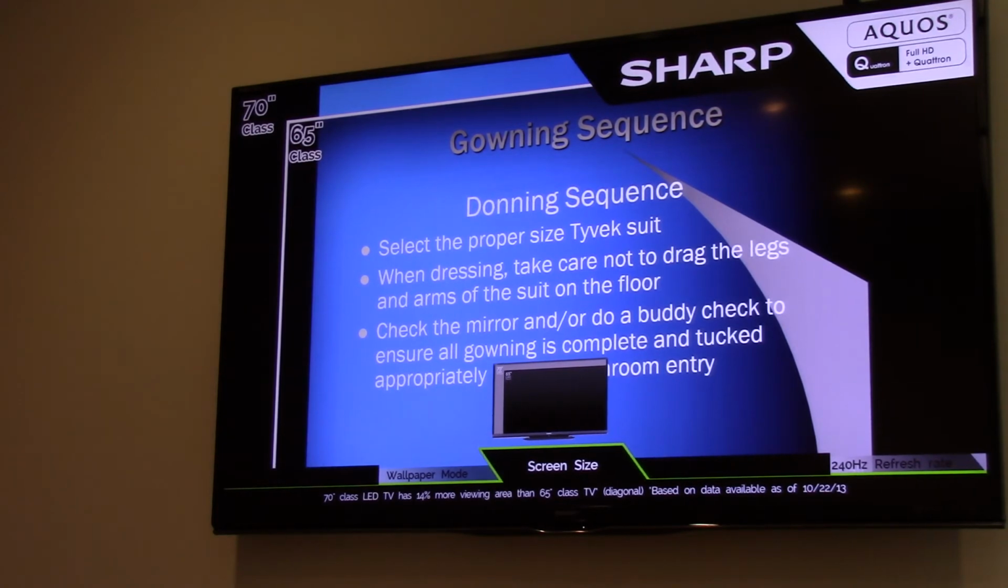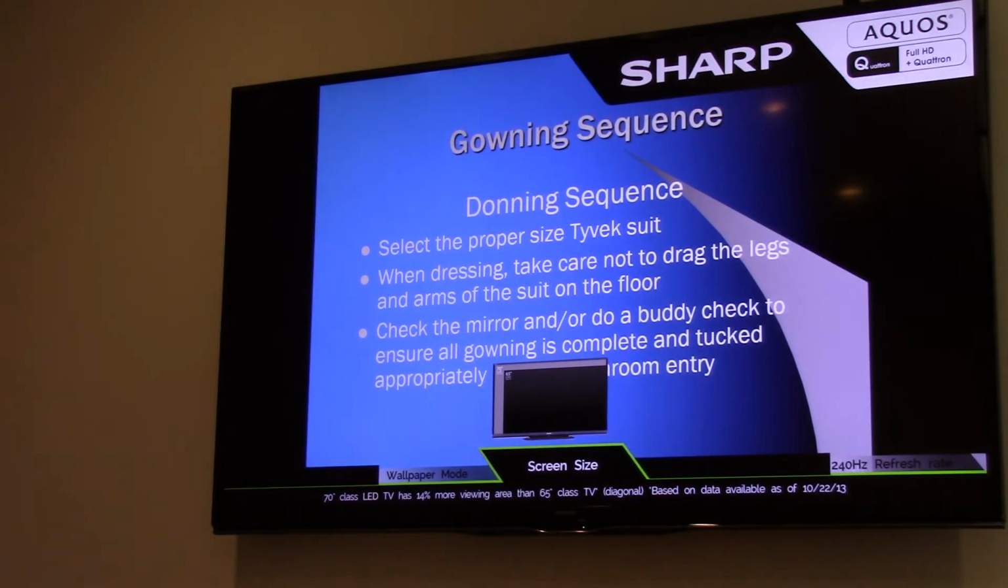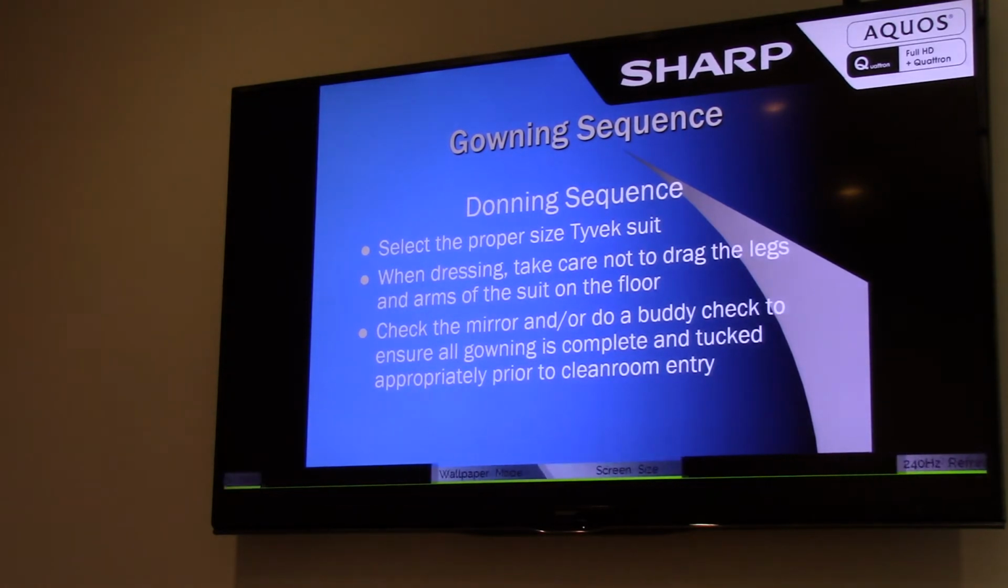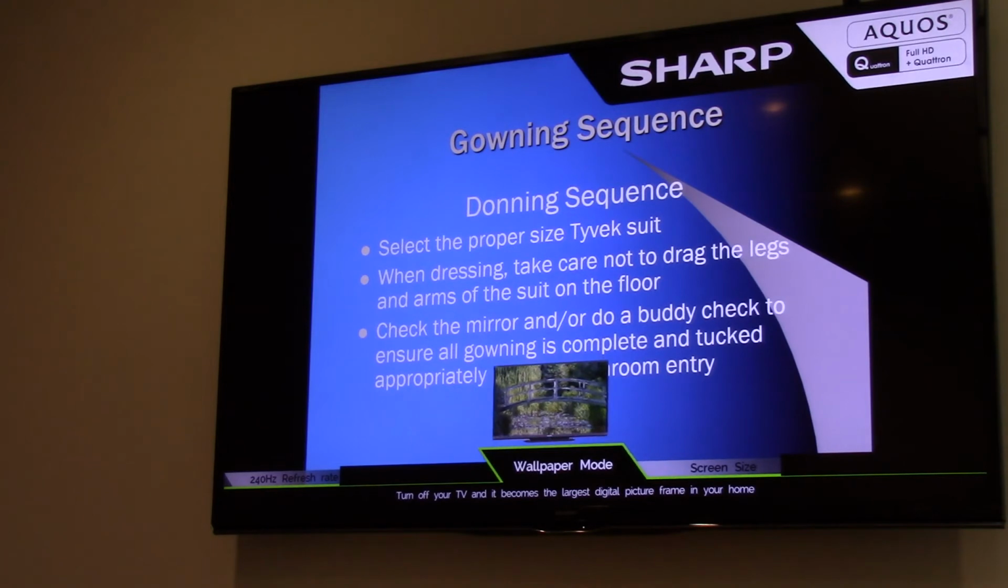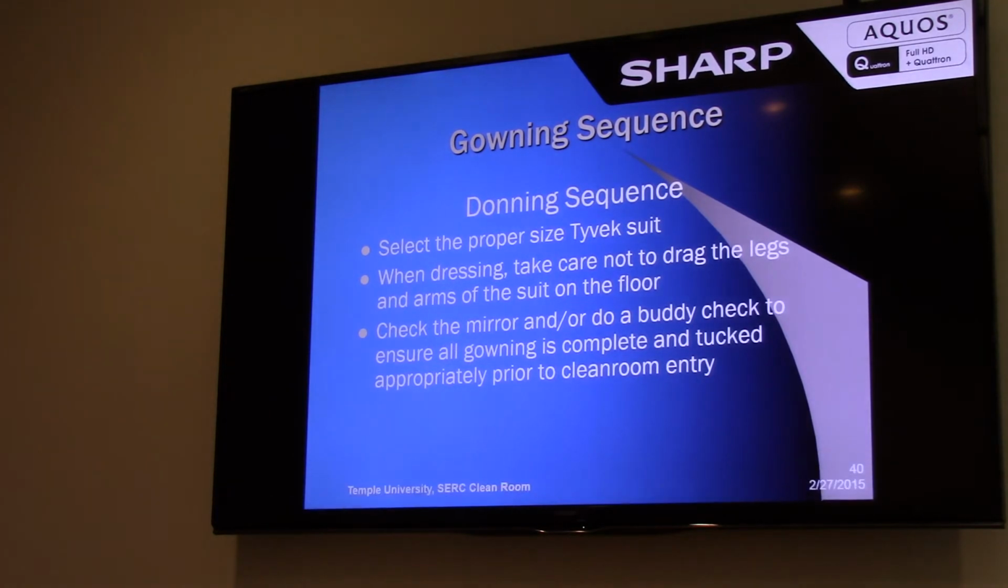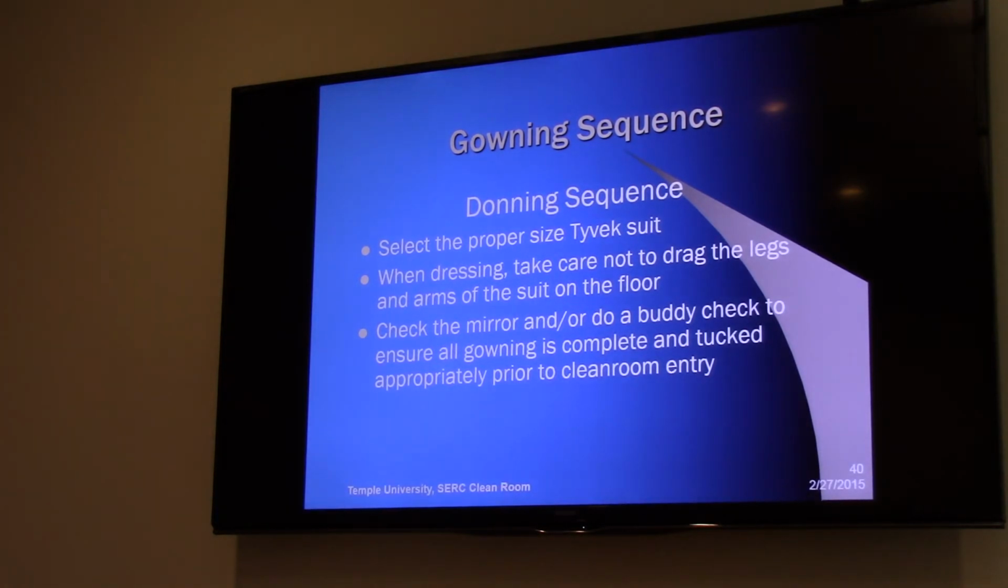Then we would have a Tyvek suit that you would put on in the gown room. And the key is not to let anything hit the floor or any horizontal surfaces. You want to pay attention as you're putting these items on. And Steve will go through that when we enter the clean room. Once you're all gowned up, there's a mirror that's inside the clean room to your right as you walk in, and you'll want to look at the mirror and make sure that everything's properly secured.